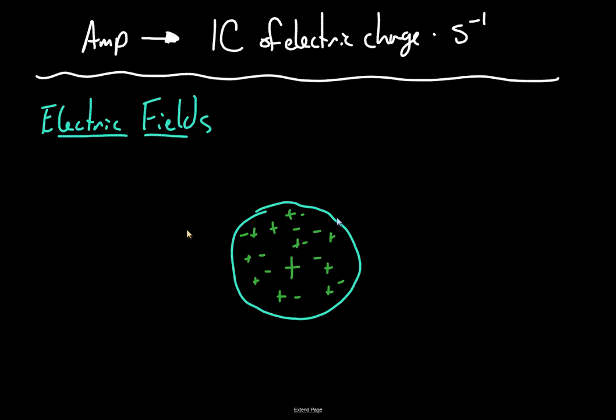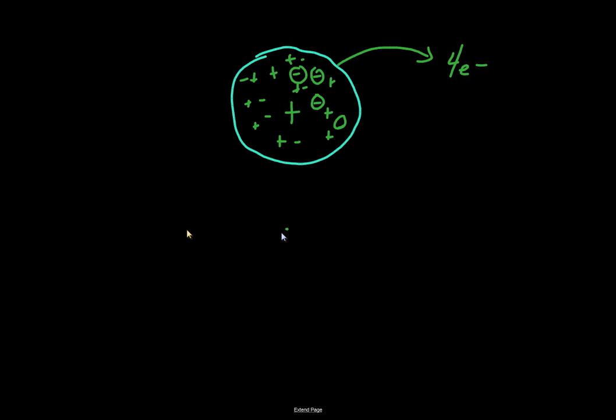But there's ways to remove charge from here. So if I start to take charge out, say I take 4 electrons out of here, my previously balanced charge is no longer balanced, and I'm left with an overall charge of +4. Does that make sense?